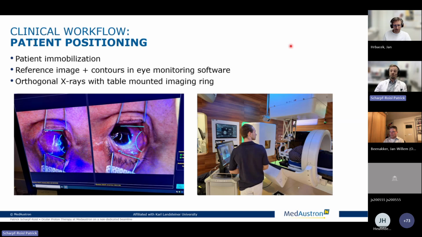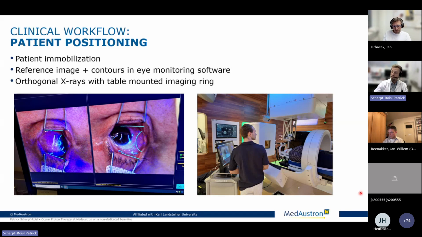So for patient positioning, we first have the patient immobilized in the treatment mask. We position the LED in the intended position, tell him to please look at the LED, and then we take a reference image in our software and contour the eye in the monitoring software. We then perform orthogonal X-rays with a table-mounted imaging ring.